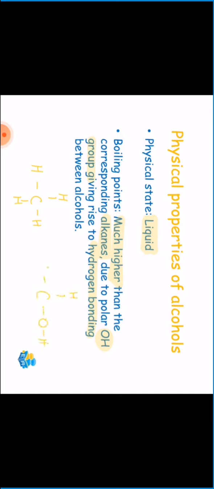As you can see here, we have an alkane, methane, and an alcohol, methanol. The H on the methanol can undergo hydrogen bonding with another H from a different alcohol molecule, and that's got to do with the bond polarity of the OH. We don't have this in our alkane, so that means that the alcohol has a higher boiling point as there is more hydrogen bonding.